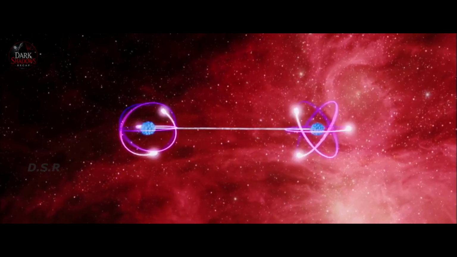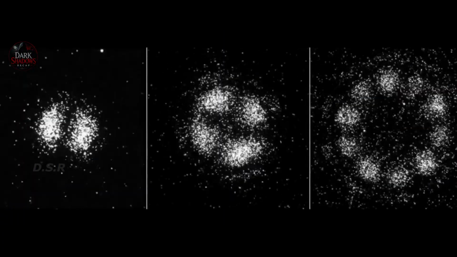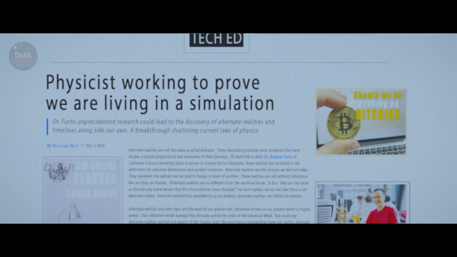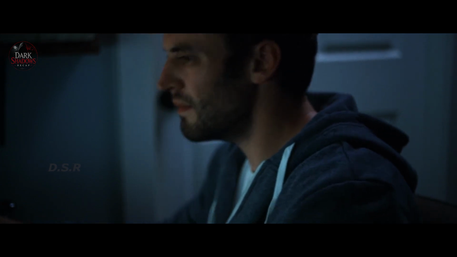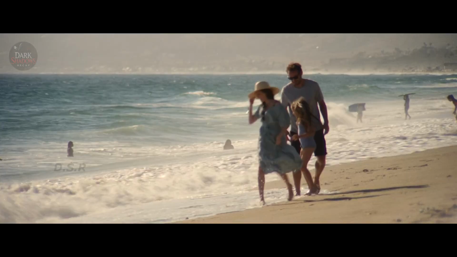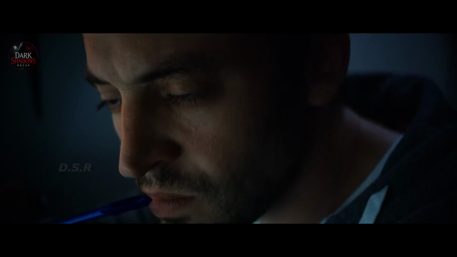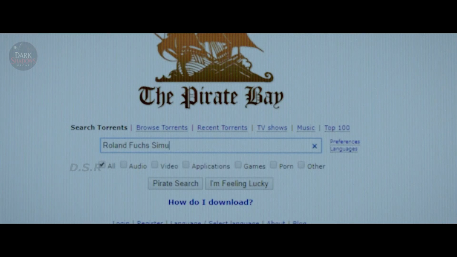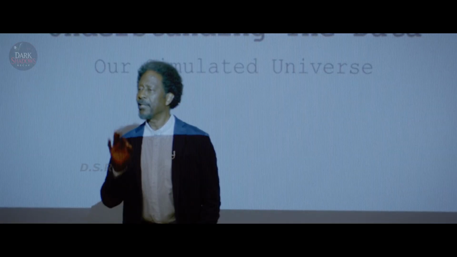According to this concept, countless parallel universes exist, and each one contains a different version of the same life story. Brendan becomes convinced that Sam is still alive somewhere inside one of those alternate realities. During his investigation, he eventually discovers a scientist named Dr. Roland Fuchs, who also believes that the entire universe exists as a massive simulation.